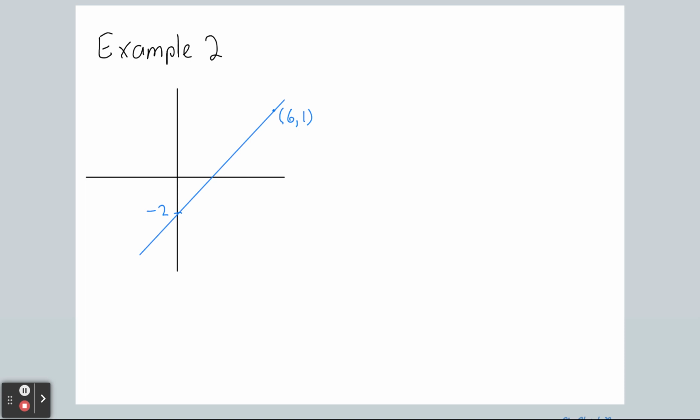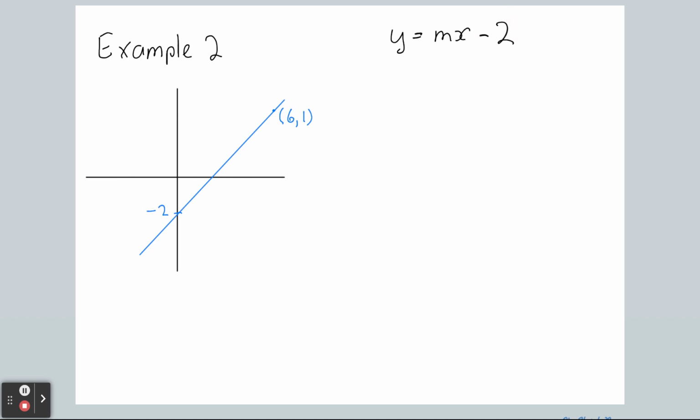Example 2. In this instance, I've been given the y-intercept and one other point. So I can immediately write this out as y equals mx minus 2 to start off with. So m is the only thing I need to figure out so that I can finish this off. Again, minus 2? Well, because the y-intercept is -2, so the -2 would go here in place of plus c.